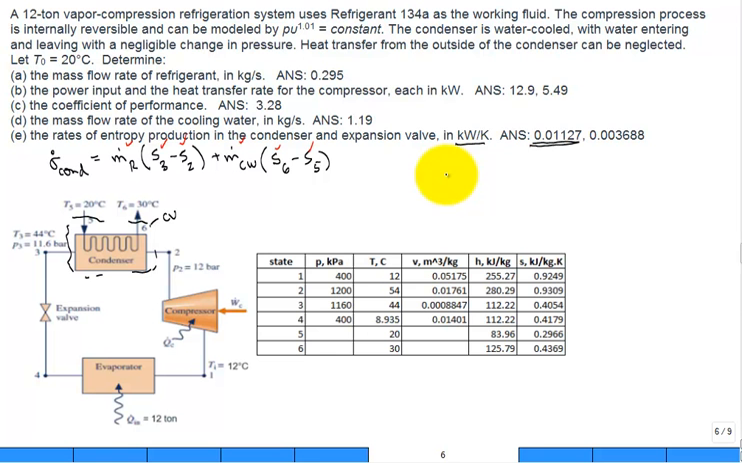All right, how about for the expansion valve? The rate of entropy production in the expansion valve is determined by a control volume around that expansion valve, which is just mass flow rate of refrigerant times the exit S4 minus the inlet S3. You're given both of the S's right over here in the column of entropies, and this is the rate of entropy production in the expansion valve. Let's continue.